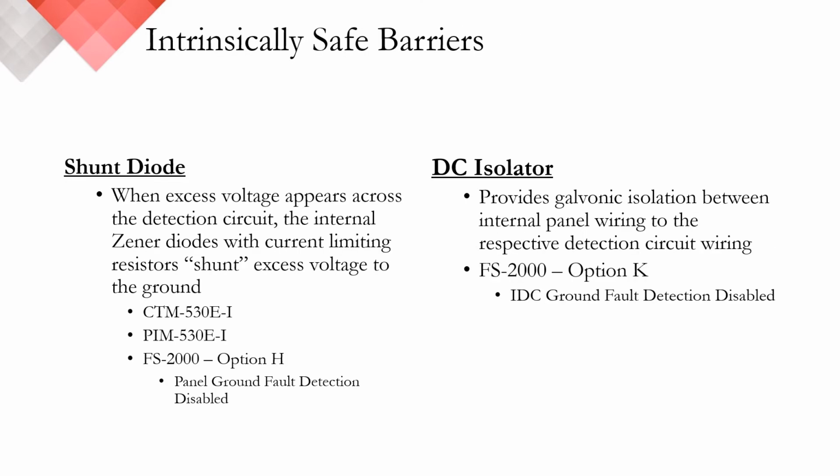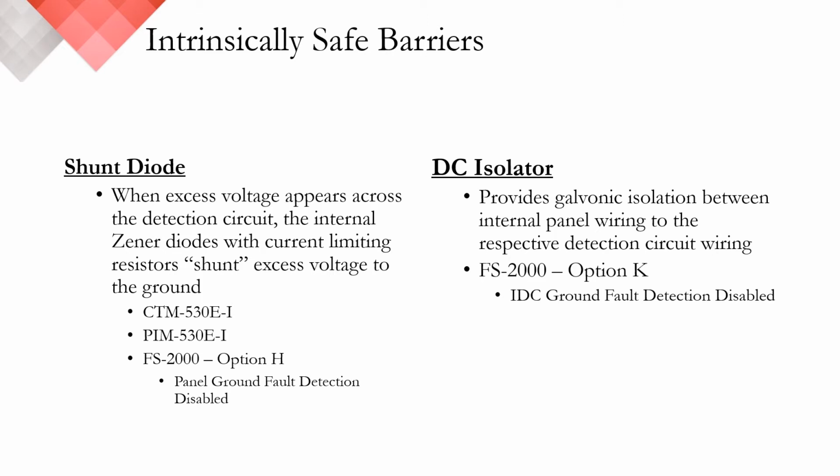Intrinsically safe circuitry is achieved by the use of intrinsically safe barriers installed in our control equipment. The intrinsically safe barrier creates an intrinsically safe circuit compatible to the Protectowire linear heat detector being used. The shunt diode works when excess voltage appears across the detection circuit. The internal Zener diodes with current limiting resistor shunt the excess voltage to ground.